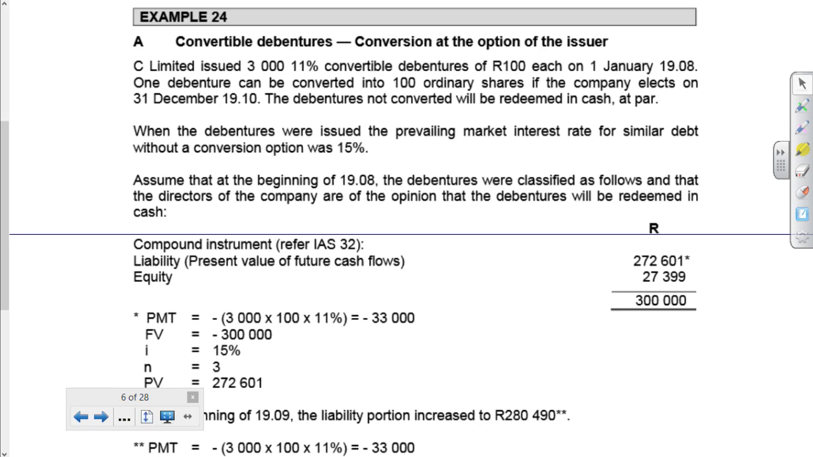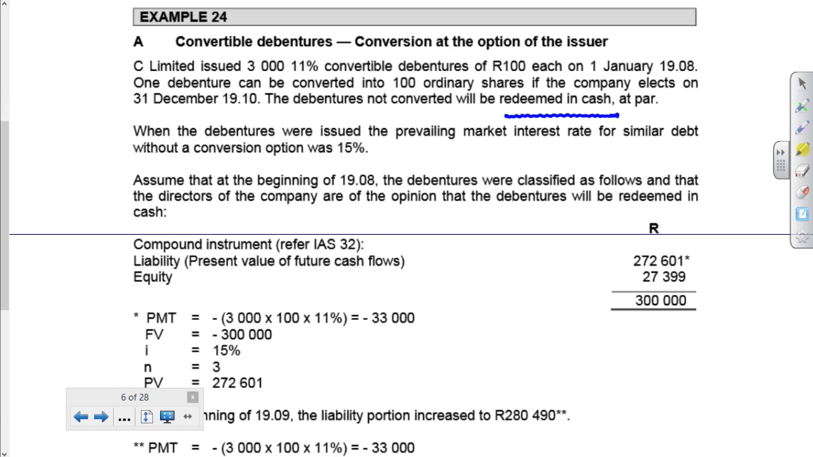Do you agree? All right, so C Limited issued 3,000 convertible debentures 1 January 08. One debenture can be converted into 100 shares. So the 3,000 will become 300,000 shares, isn't it? So that piece is easy. We'll see it a little bit later. The debentures not converted will be redeemed at par. When, and that's important as well, when they're not converted, they will be redeemed in cash.